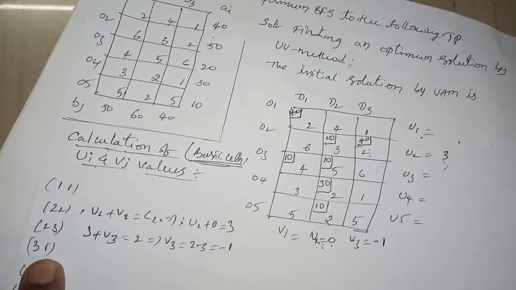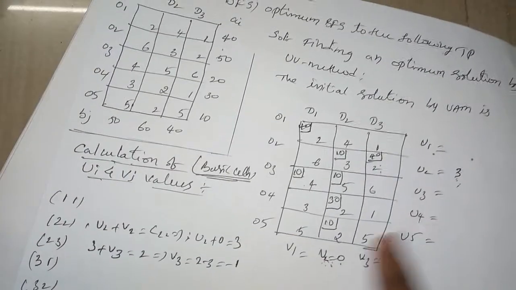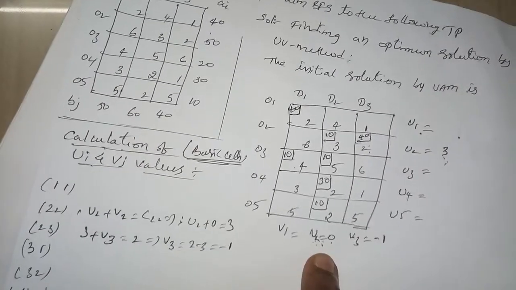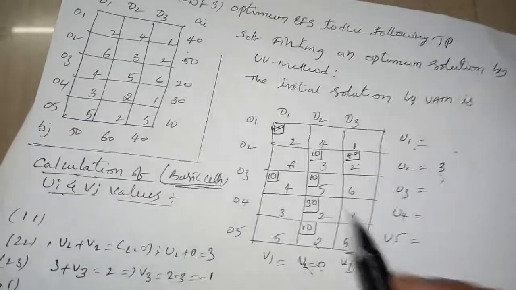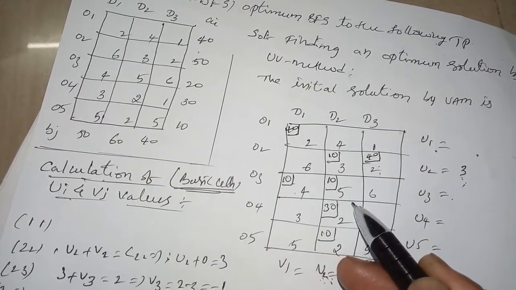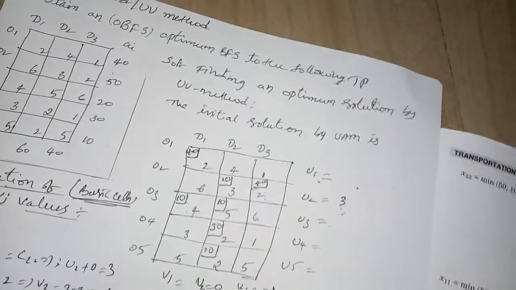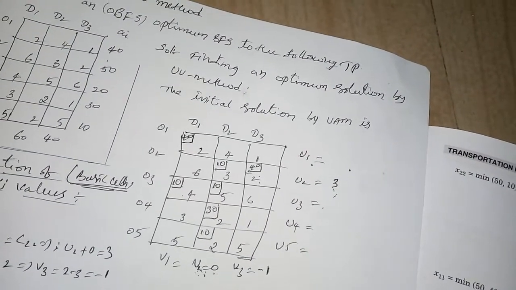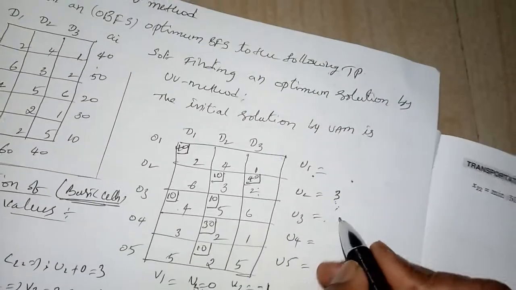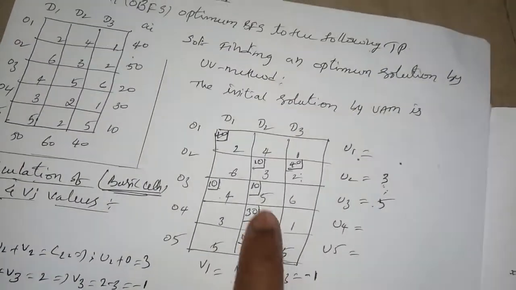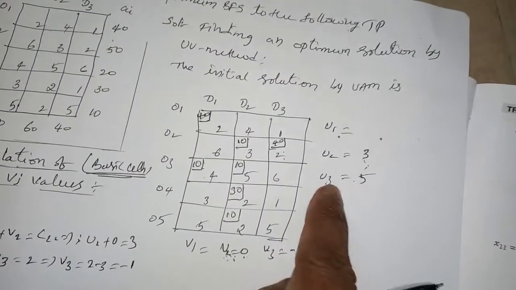Then 3,1, U3, you know that. V1 we also don't know. So then 3,2. 3,2: U3 plus 0 equals 5. So then what is the value? U3 we don't know, V2 is 0, U3 plus 0 cost is 5. So obviously U3 equals 5.